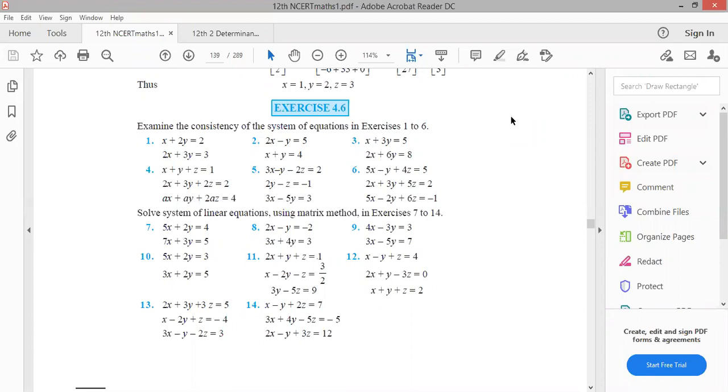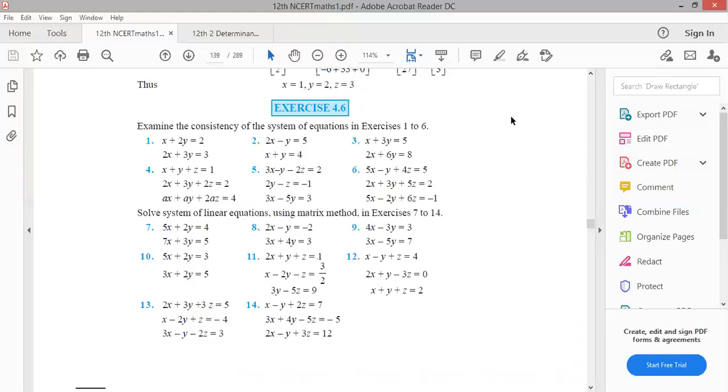from exercise number 4.6, where we examine the system of equations for consistency and inconsistency. We check whether the system of equations has a solution. Okay. Now, in this lecture, we will be solving some systems of equations using the matrix method.